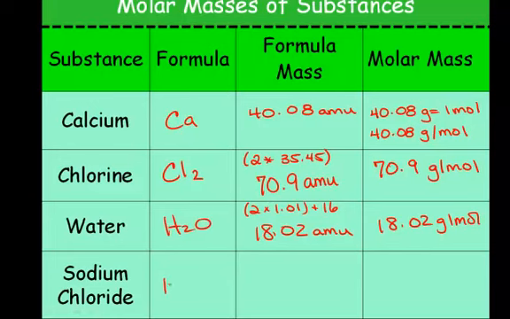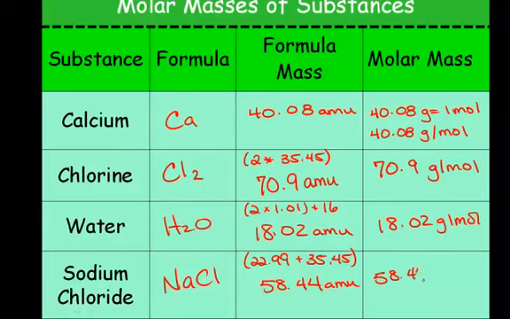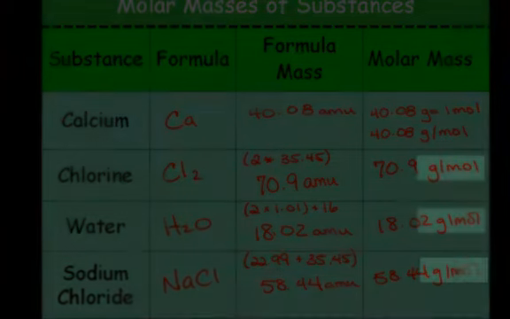Sodium chloride, NaCl, combines sodium 22.99 and chlorine 35.45 to give us a mass of 58.44 AMU. This means that the molar mass of sodium chloride is 58.44 grams per mole.